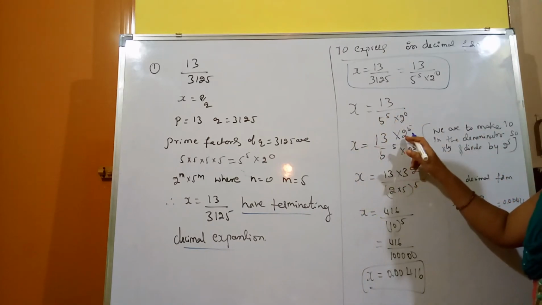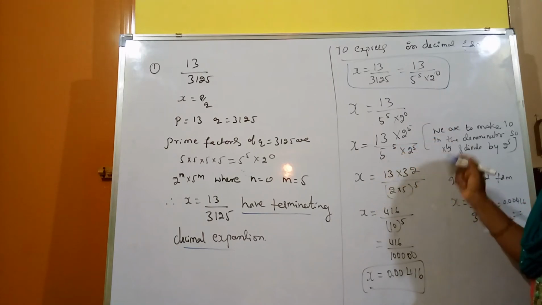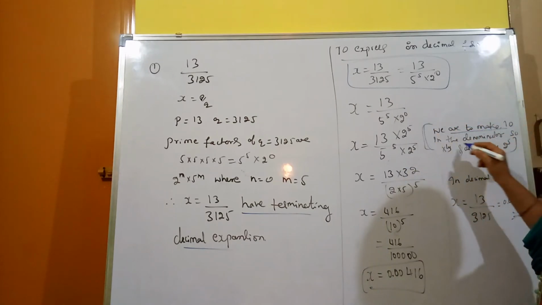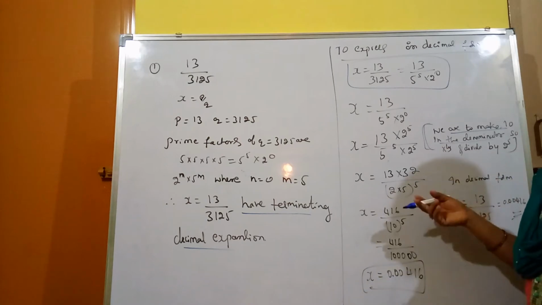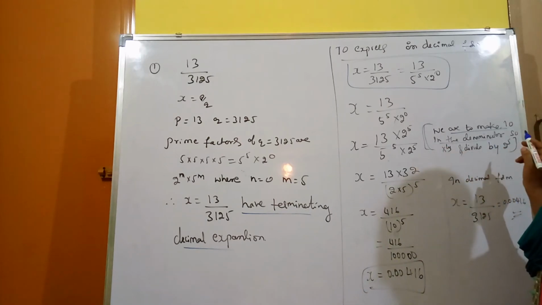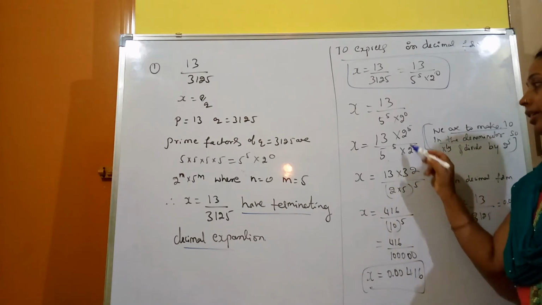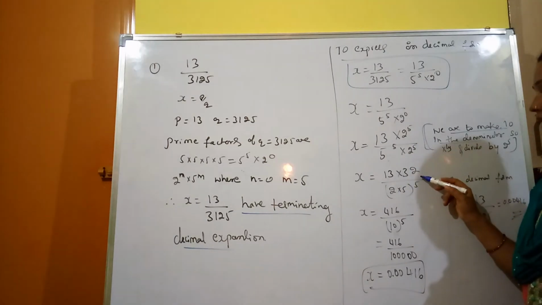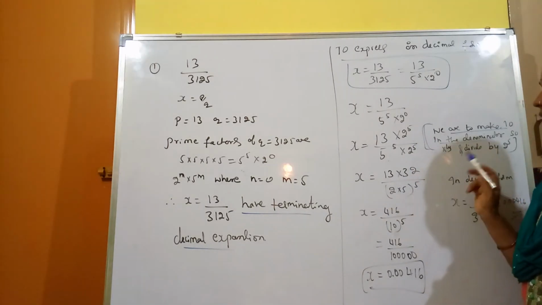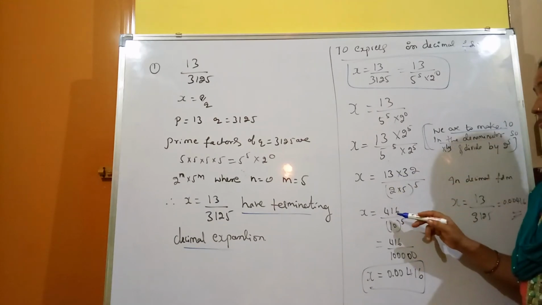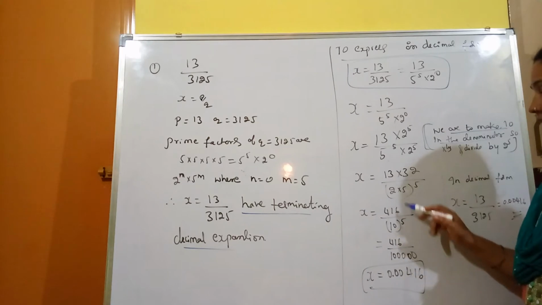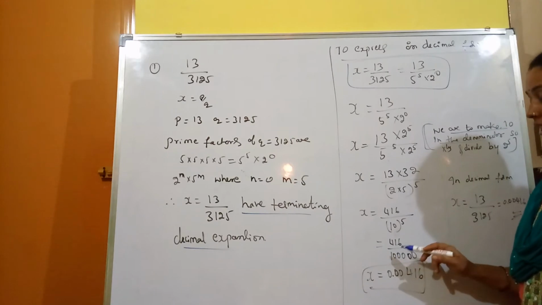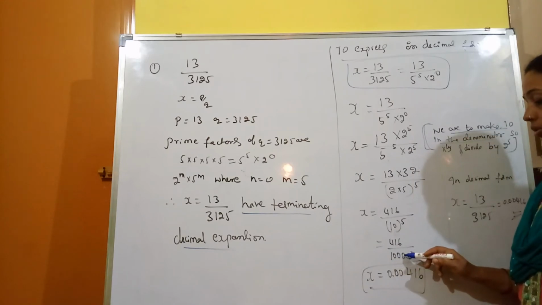Then x is equal to 13 into 2 to the power 5 over 5 to the power 5 into 2 to the power 5. Why do I multiply both the terms by 2 to the power 5? Because here we have to make 10 in the denominator. To make the denominator 10, we multiply and divide by 2 to the power 5, which is 32. So 13 into 32 over 2 into 5 whole to the power 5. Multiplying 13 into 32, you get 416. Then 5 twos are 10, whole to the power 5. 10 to the power 5 means we put 5 zeros in the denominator: 1, 2, 3, 4, 5.